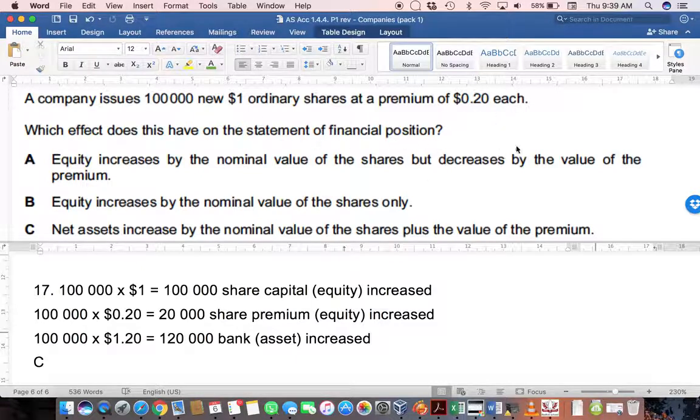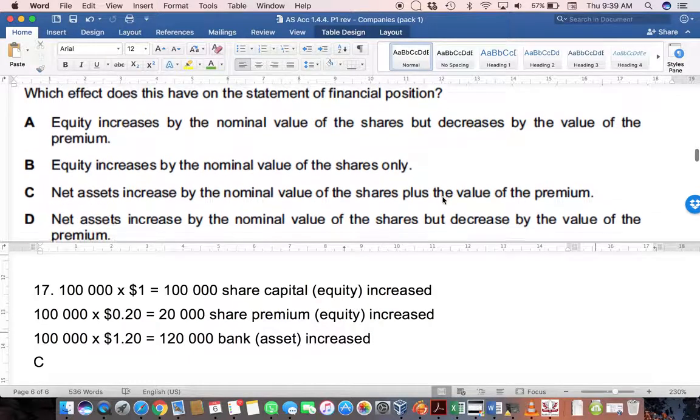The difference between this $1 and the actual issue price of $1.20 is this premium of 20 cents, and that would increase your share premium account, and that's also equity, which also appears on the statement of financial position. Keep in mind that at the same time you would have received money, so the 120,000 that bank would have increased by also would be reflected on the statement of financial position, as that is an asset.